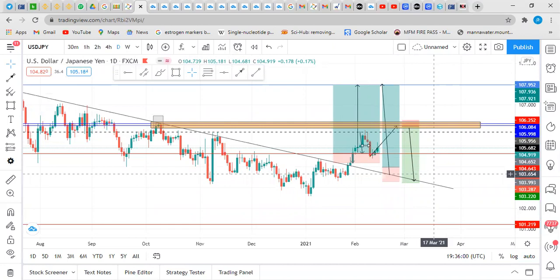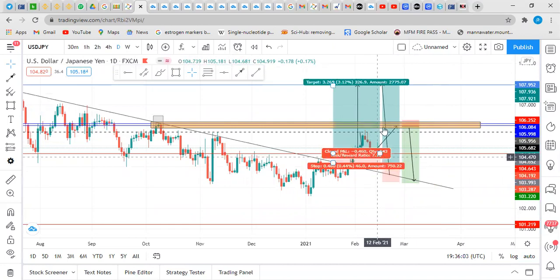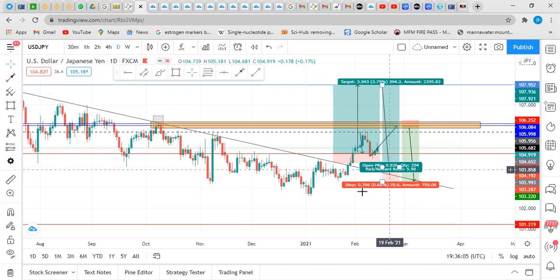So that means we'll be patient. We're already in this trade, patient to see what will happen on this trade this week.